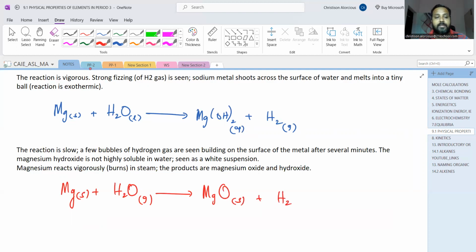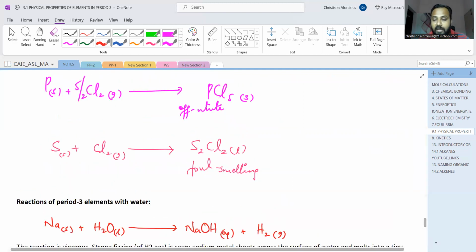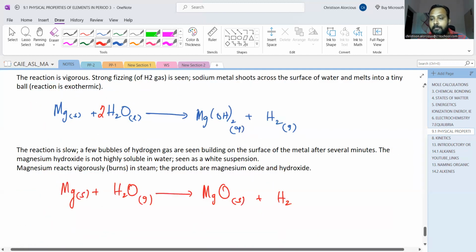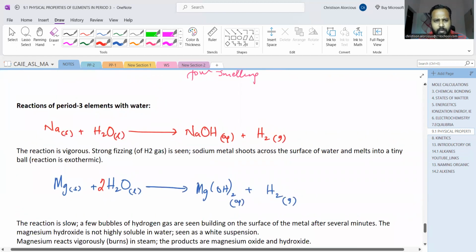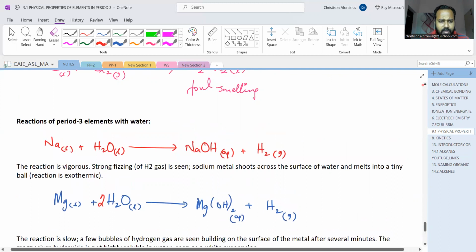And hydrogen. I think that is balanced. Oh, this one just needs to be balanced. And the earlier one as well, right? Yeah, the earlier one as well. So you basically have 2, 2, and 2. That was balanced. Okay, so those are the reactions of the period 3 elements with water. But as I told you, it's only sodium and magnesium.